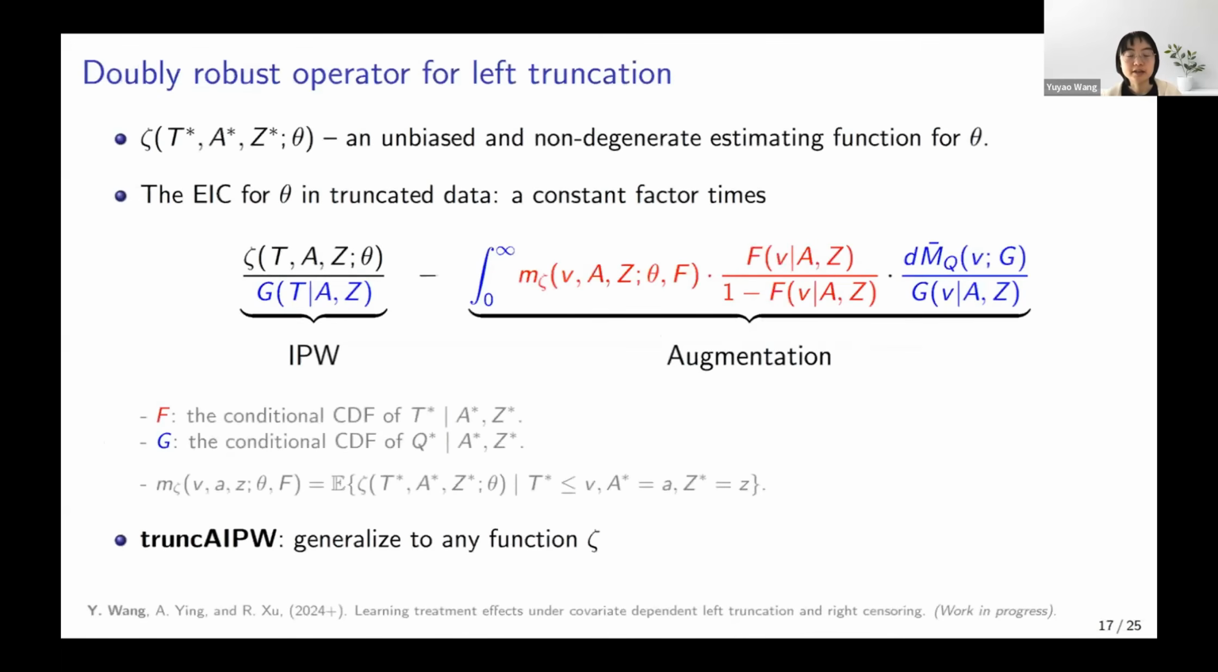Under these assumptions, we consider the doubly robust operator for handling left truncation, which maps any function in the truncation-free and censoring-free data to this augmented IPW form. And this operator can be seen from the efficient influence curve for a general Z-estimand. The two nuisance parameters involved here are F, the conditional distribution function of the event time given treatment and covariates, and also G, the conditional distribution function of the truncation time given treatment and covariates.